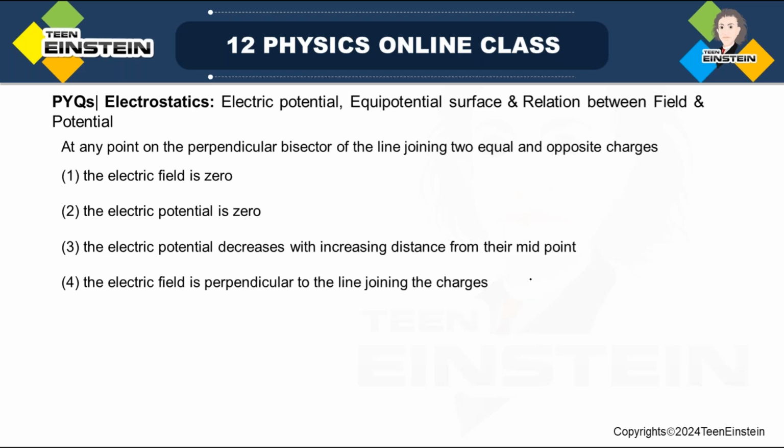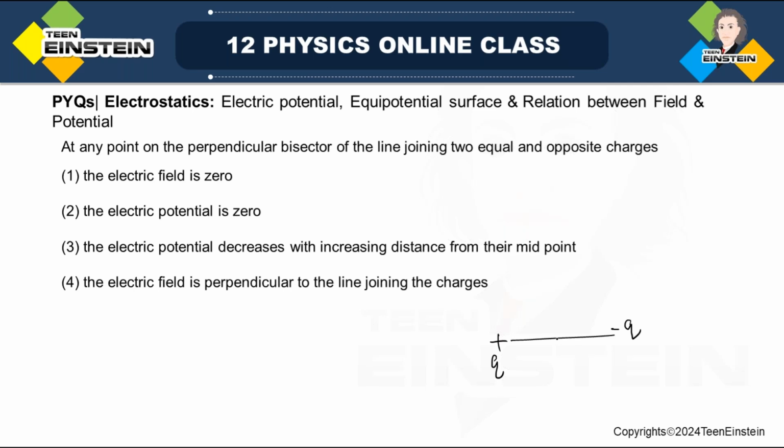I'll tell you the question once again. See, there are two charges, equal and opposite. This is a positive charge, and this is a negative charge, Q. So what does this mean? This means that these two are forming a dipole. These two equal and opposite charges are forming a dipole.